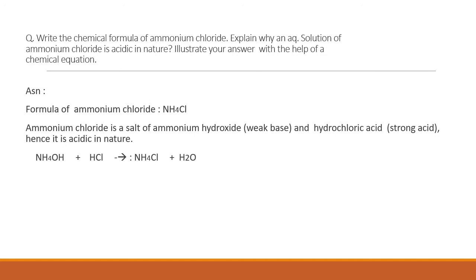Children, the chemical formula of ammonium chloride is NH4Cl. Ammonium chloride is a salt of ammonium hydroxide and hydrochloric acid. Ammonium hydroxide is a weak base, and hydrochloric acid is a strong acid. The salt of ammonium hydroxide and hydrochloric acid is acidic in nature because hydrochloric acid is a strong acid. Now the equation is NH4OH plus HCl gives NH4Cl and H2O.